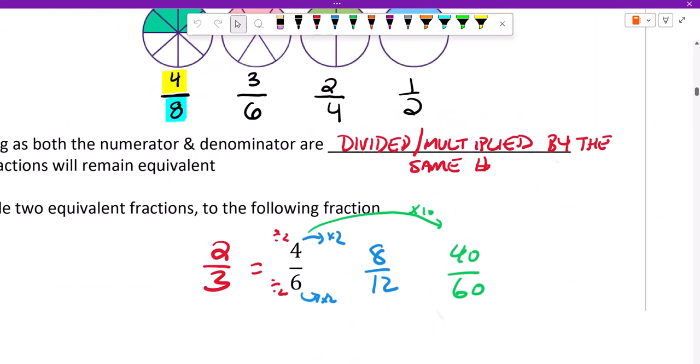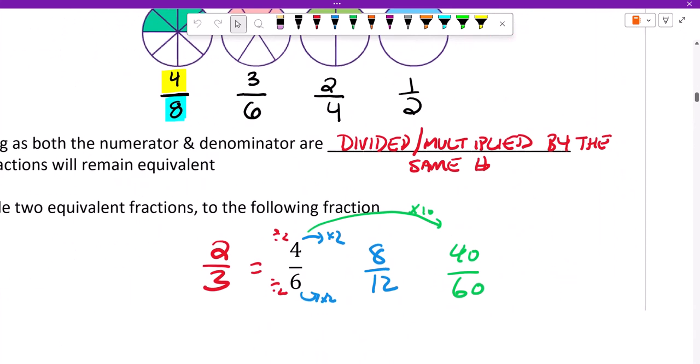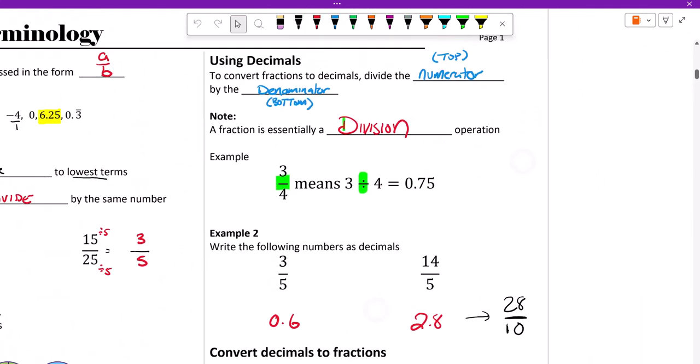Right? And so, how do you find equivalent fractions? By dividing the top and bottom by the same number, or going the other way. You can multiply the top and bottom by the same number, right? Not adding and subtracting, multiplying or dividing, right? So that gives you the same sets of numbers. Right? Quick recap on all this stuff.